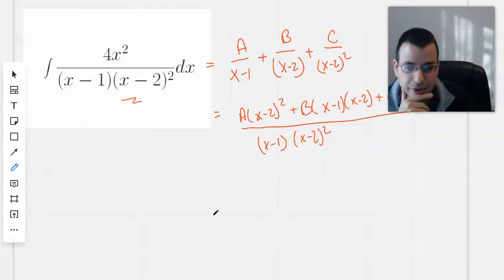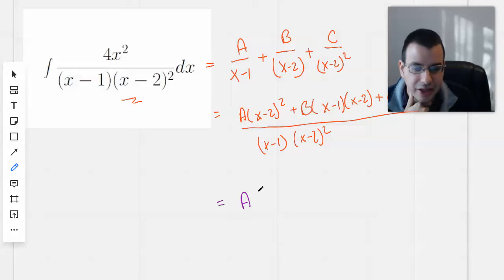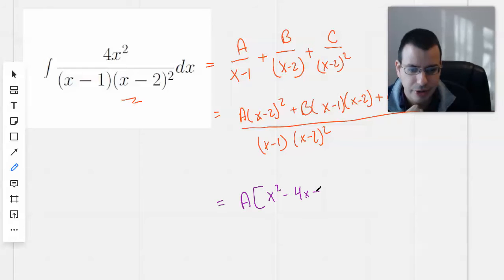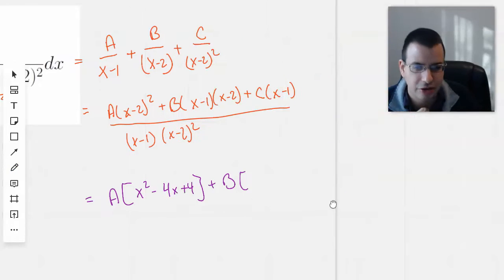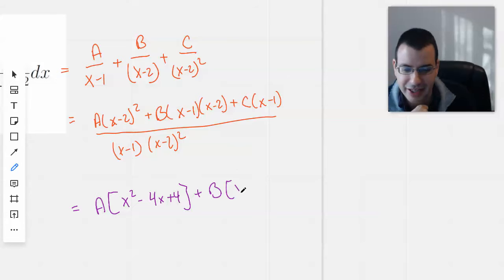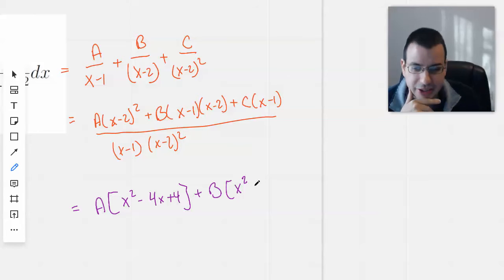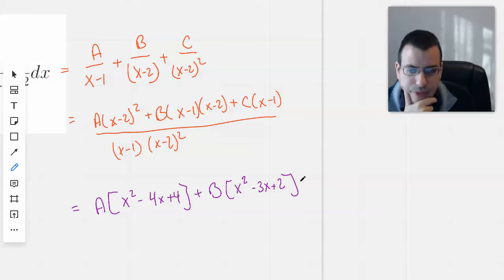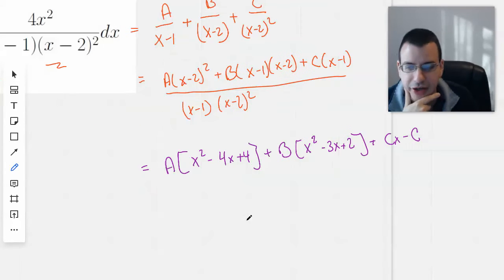So we're going to multiply things out. We have x squared minus 4x plus 4. That's the FOIL method: first, outer, inner, last. I just say that because I just multiply everything by each other. I don't actually understand what the foiling means. Okay, minus 3x plus 2 plus cx minus c. Okay, then I'm going to rewrite it again.